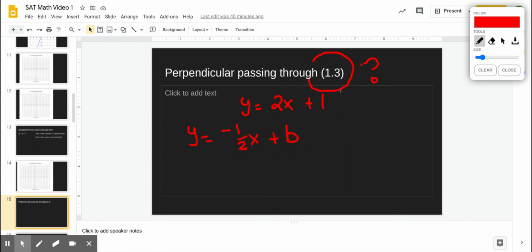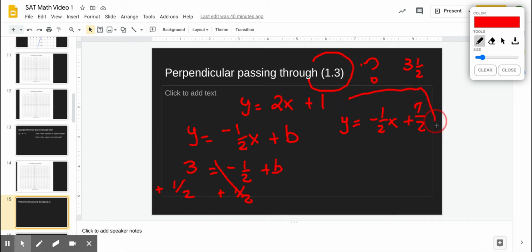And we can do that by just simply plugging in 1 and 3. So remember, the 1 is the x. X comes first. So we're going to say 3 equals negative half times 1, which is just negative half, plus b. And then we have to add half on both sides to do our algebra. That crosses out. Whatever we do to one side, we have to do to the other. So this is 3.5. So we can say that y equals negative half x plus 3.5. Or we'll just write 7 over 2, because 2 times 3 is 6 plus 1 is 7.